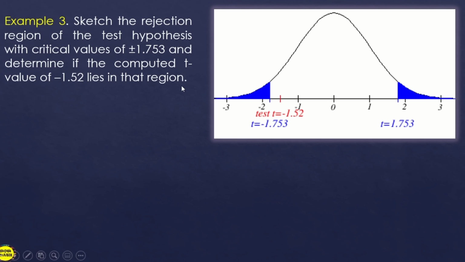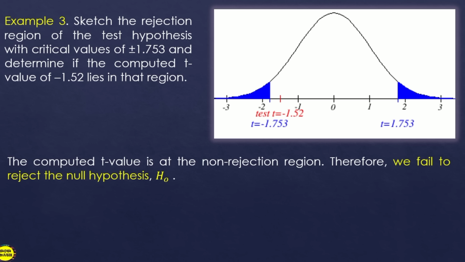So tingnan natin, makikita natin sa graph, okay? Sa t-distribution curve, makikita natin class na yung computed value ay nasaan? Nasa non-rejection region. So kung nasa non-rejection region siya, ibig sabihin niyan, the computed value is at non-rejection region, therefore we fail to reject the null hypothesis. So, yun lang naman yung dapat tandaan sa lesson na to class.